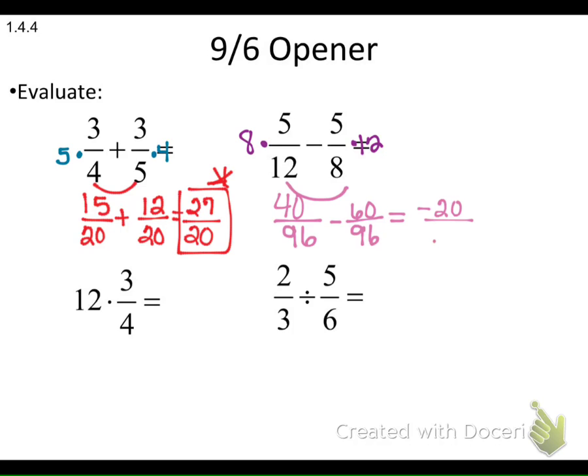So, when I subtract the 40 minus 60, you guys told me I ended up with a negative 20. My denominator stays the same, which is going to be 96. Now, I have negative 20 over 96. Can I simplify these two numbers? 20 and 96. Are they both divisible by 2? Yes, they're even numbers. So I'm going to reduce these both by 2. When I take negative 20 and I divide it by 2, what do I get? Negative 10. When I take 96 and I divide it by 2, what do I get?